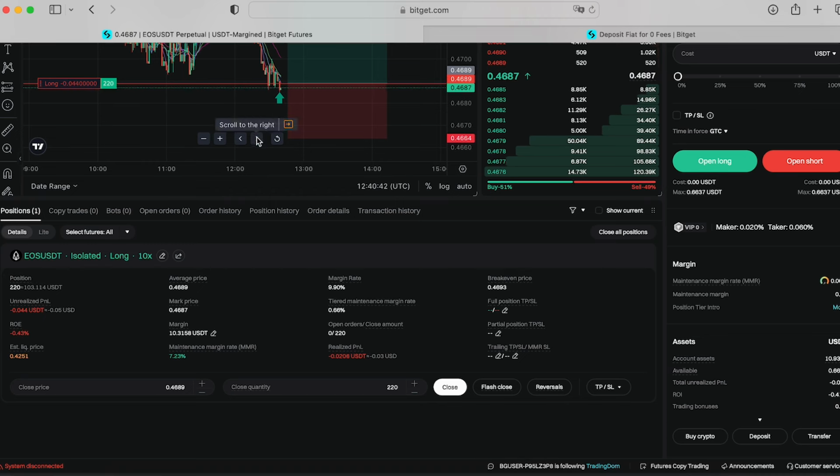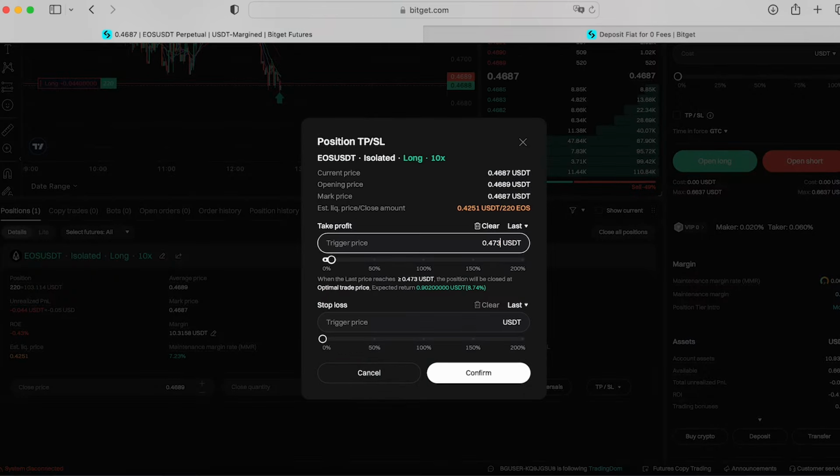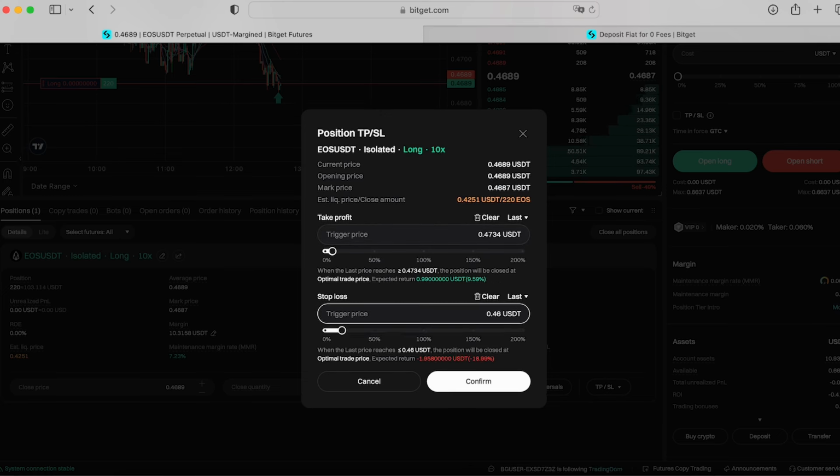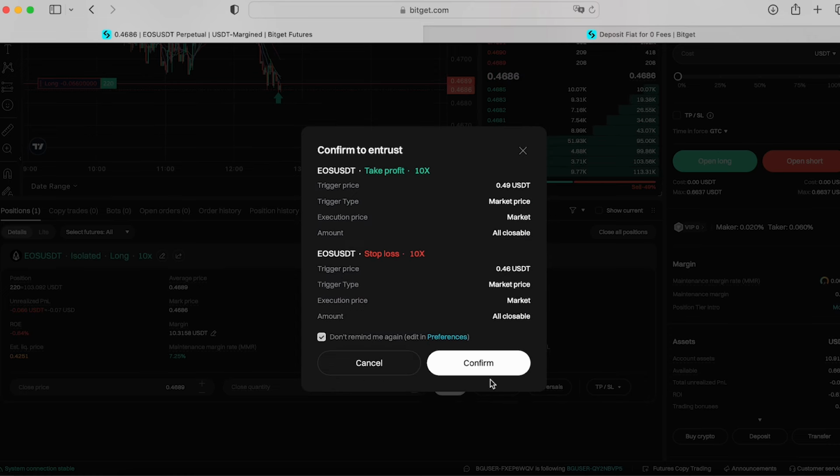When your order is open, for example, and you want to change the take profit and stop loss, you can add it here. I would like to add the take profit at this price and stop loss at 46 cents. It's showing me that I will be in profit $1 at 47 cents 35, and I will be in losses around $2 if the price hits 46 cents, my stop loss. So let's add like this one, 49 cents. I will be in profit $4.64 or 45%. Let's confirm it. Don't remind me again.